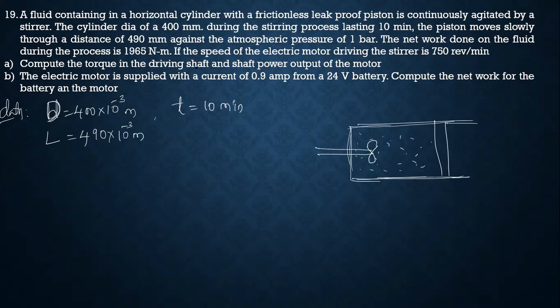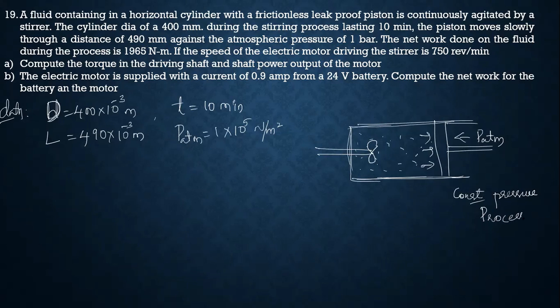Therefore, it becomes the stroke. The atmospheric pressure is 1 bar, that is 1 into 10 to the power of 5 Newton per meter square. Therefore, there is an atmospheric pressure which is balancing the force exerted by the liquid. Therefore, it will become a constant pressure process. Whenever you get an atmosphere balance, or some data related to atmosphere, they will give it. Therefore, it will be in equilibrium if and only if there is atmospheric pressure at the other side of the system.